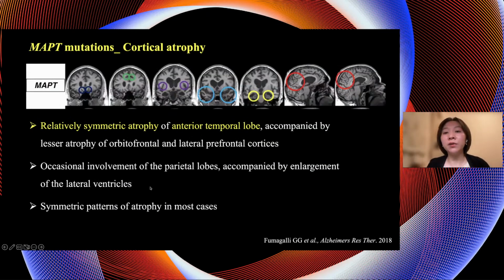So according to the cross-sectional studies of the MAPT mutation carriers, we can see the pattern here. The MAPT mutation carriers showed a relatively symmetric brain atrophy pattern, including the anterior temporal lobes, accompanied with lesser atrophy of the orbital frontal and lateral prefrontal cortex. The majority of the cases, as I mentioned, show a symmetric pattern. So this is the characteristic of MAPT mutation brain atrophy pattern.